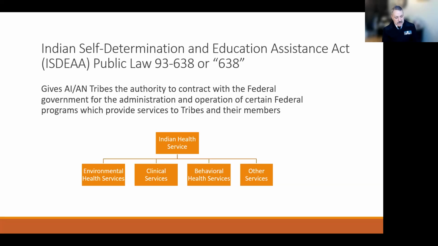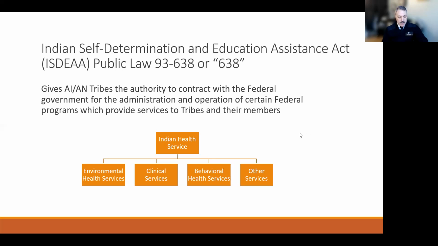The Indian Self-Determination and Education Assistance Act, known as Public Law 93-638, or commonly just 638, gives tribes the authority to contract with the federal government for the administration and operation of certain federal programs which provide services to tribes and their members. This means that tribes and tribal organizations can use the money that IHS has budgeted for personnel, clinical services, or other services, and use it to administer their own clinical or other programs. Tribes can choose to administer all or just some of these services. For example, they can administer the behavioral health services or the environmental health services and leave the clinical services still operated by IHS. Over time, more and more tribes have opted for self-determination and self-governance of IHS services.